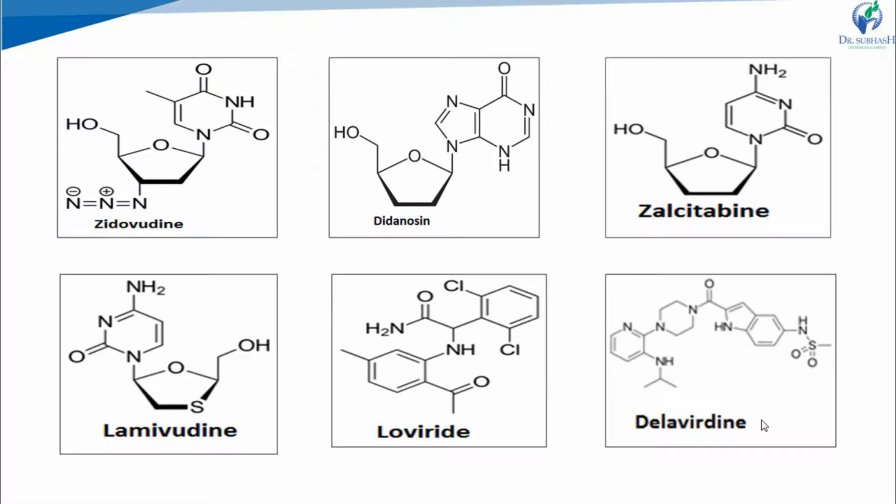See in zidovudine, there is a pyrimidine ring. A pyrimidine base is present and it is attached to the sugar moiety. In didanosine also, the sugar moiety is attached to the purine base. Zalcitabine again has a pyrimidine base attached to the pentose sugar moiety. And in lamivudine also, a thiosugar moiety is present and it is attached to the pyrimidine base. So they are nucleoside derivatives. They have the nucleoside structure, a pyrimidine or purine base attached to a sugar moiety. Next are nevirapine and delavirdine. They are non-nucleoside derivatives. They do not have a nucleoside in their structure.